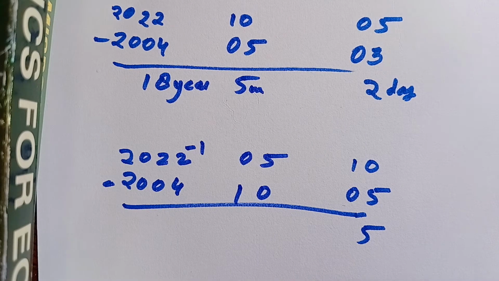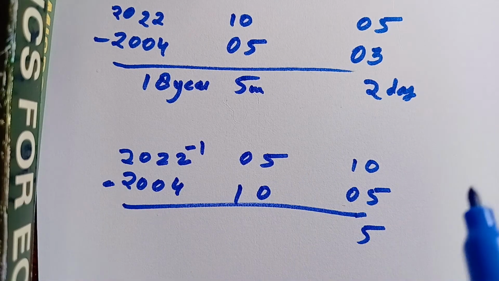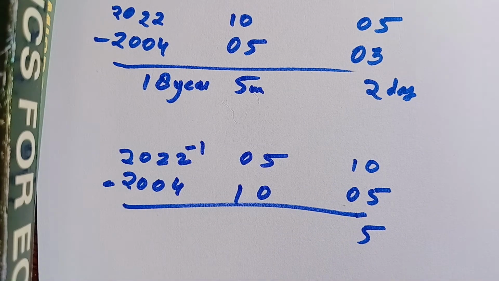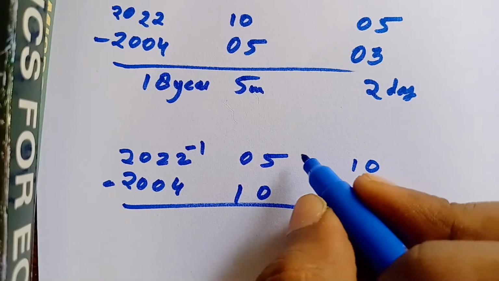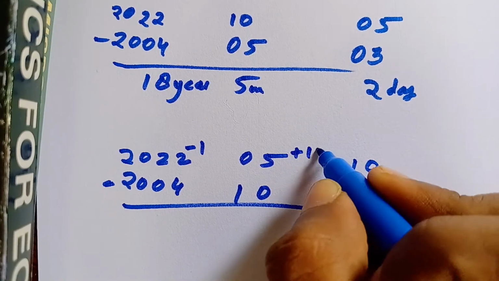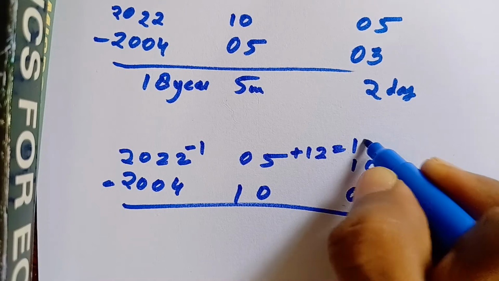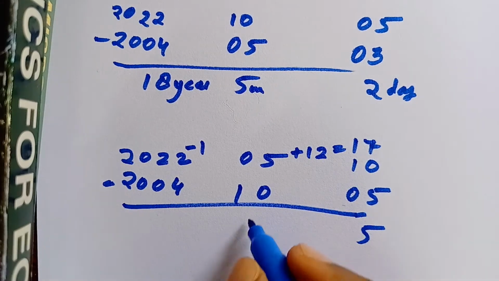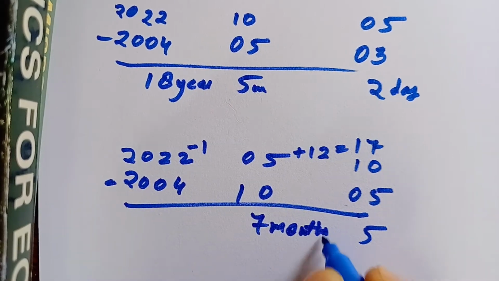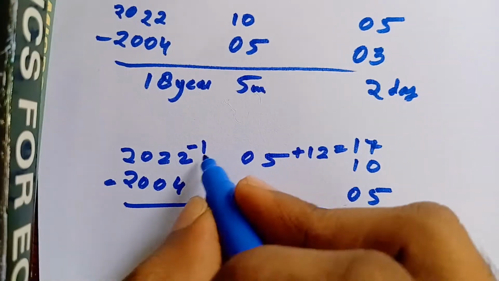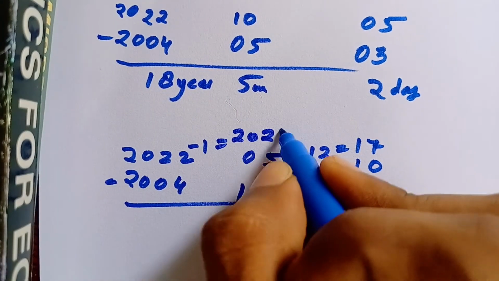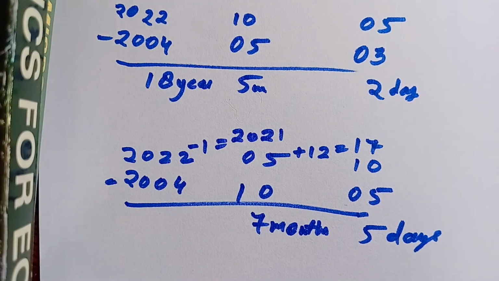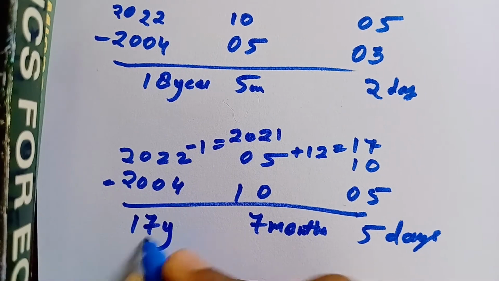because we know that we can calculate only those terms which have the same unit, but year and month are different, so we need to change year to month. As we know, 1 year has 12 months, so we will add 12 to 5, which will be 17 months. Now we will subtract 10 months from 17, which will be 7 months 5 days, and now it will be 2021. And now we have to subtract 2004 from 2021, which will be 17 years.